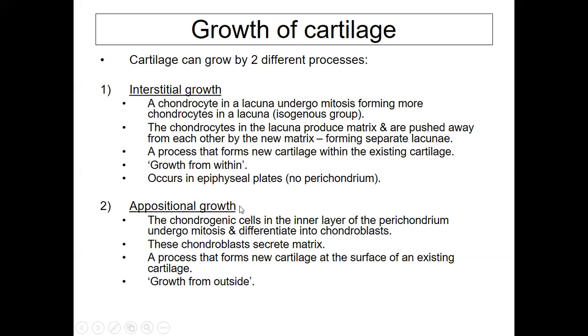For the appositional growth, this is how it happens. The chondrogenic cells in the inner layer of the perichondrium will undergo mitosis. They divide and differentiate into chondroblasts, and these chondroblasts will secrete the matrix. So this is a process that forms new cartilage at the surface of existing cartilage. The interstitial one forms new cartilage within the existing cartilage, but this one forms new cartilage at the surface. This is growth from outside, the appositional growth. Please remember the difference between interstitial growth and appositional growth.